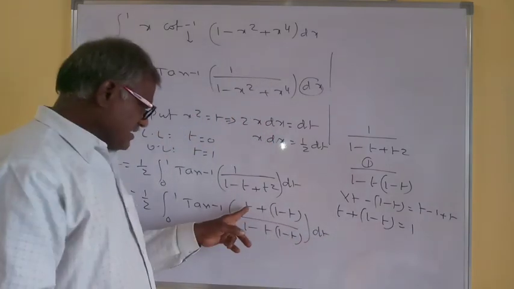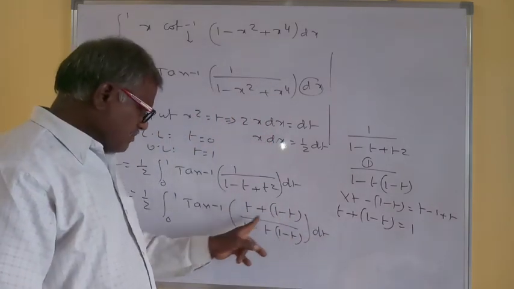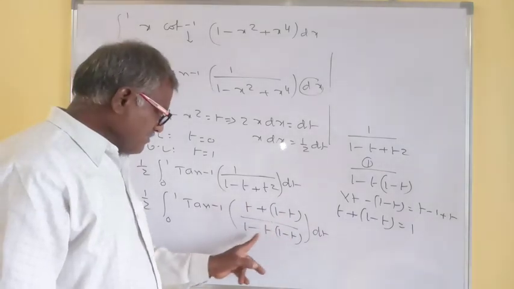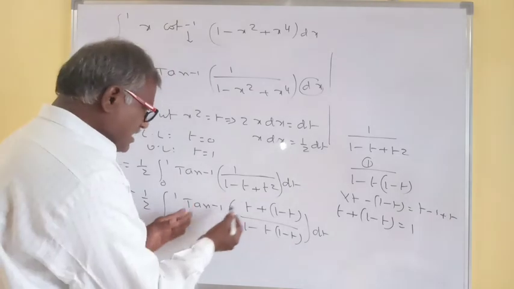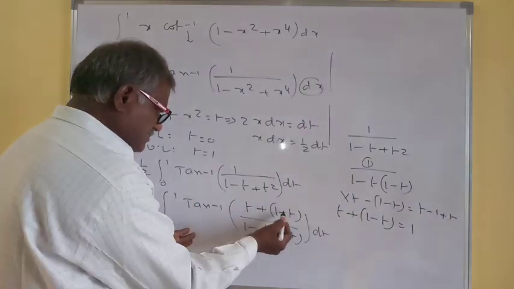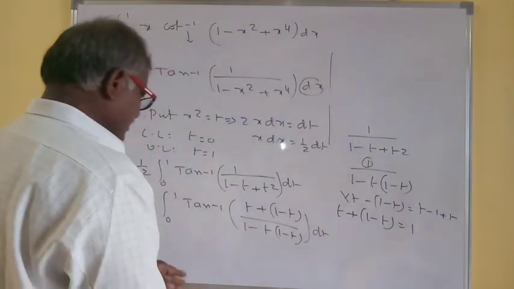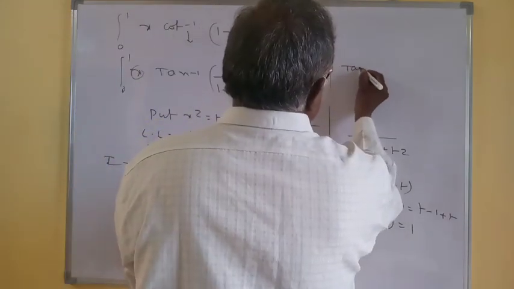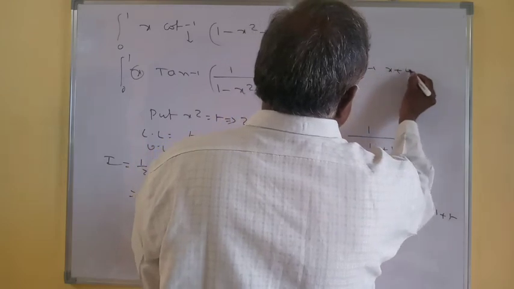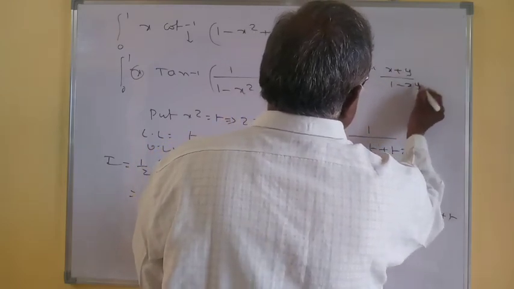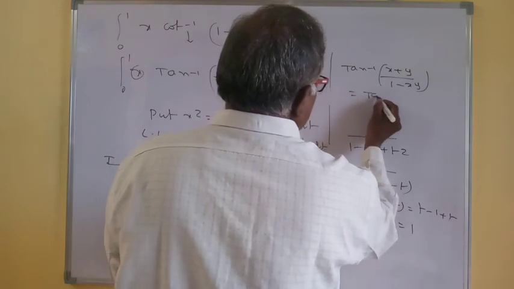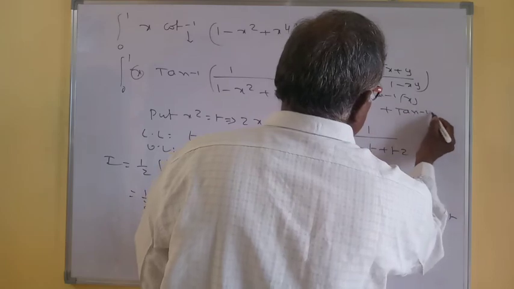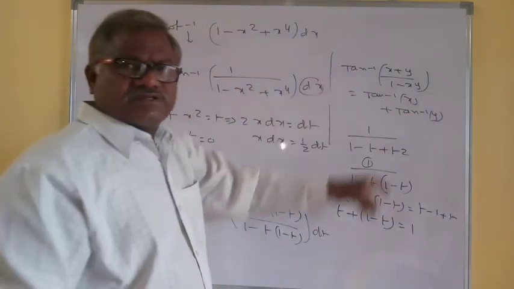You see, tan A plus tan B by 1 minus tan A tan B, or tan inverse of (A plus B), which is tan inverse of (x plus y) by (1 minus xy). Here, tan inverse of (x plus y by 1 minus xy) you can write as tan inverse x plus tan inverse y.